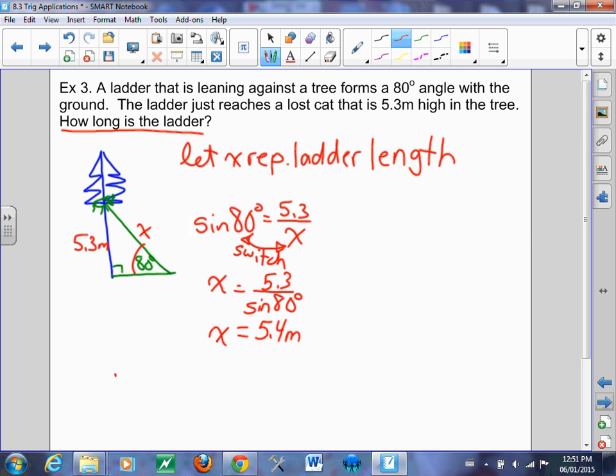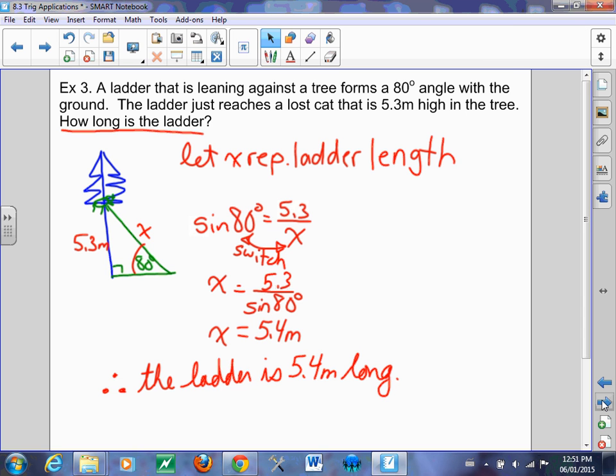Don't forget, because it's a word problem, you need a proper therefore statement. So therefore, the ladder is 5.4 meters long. Great.